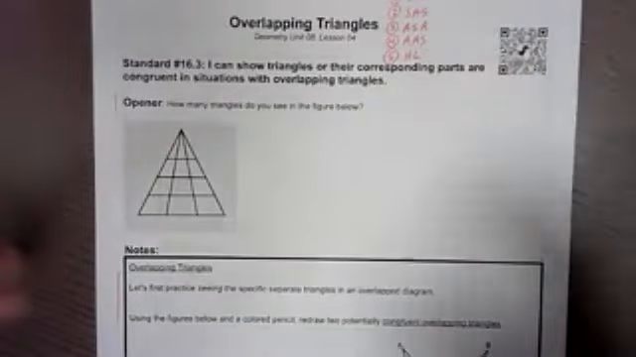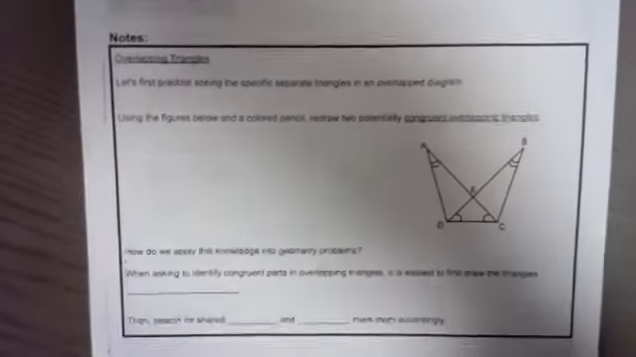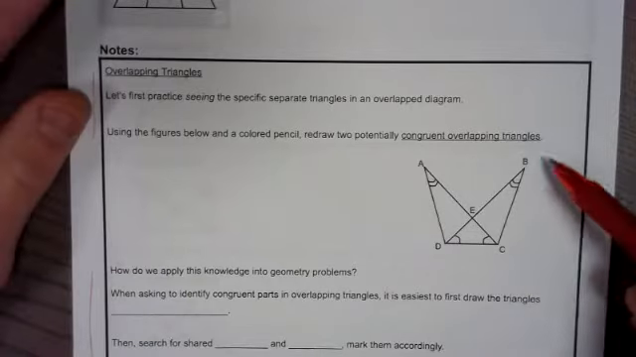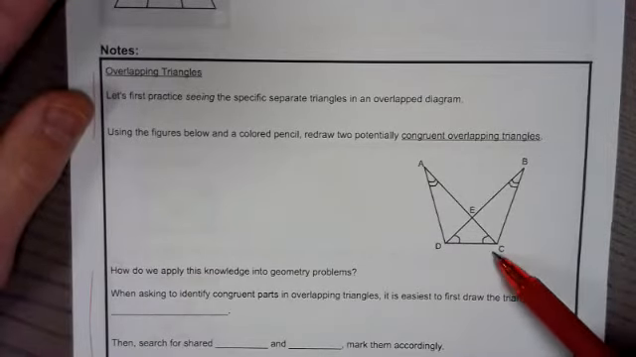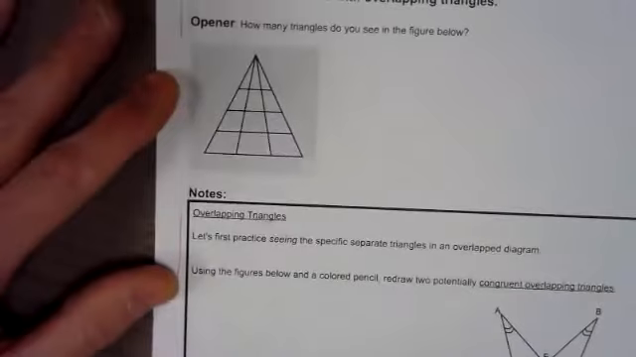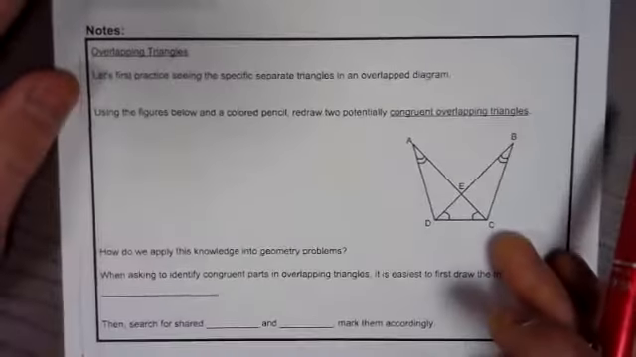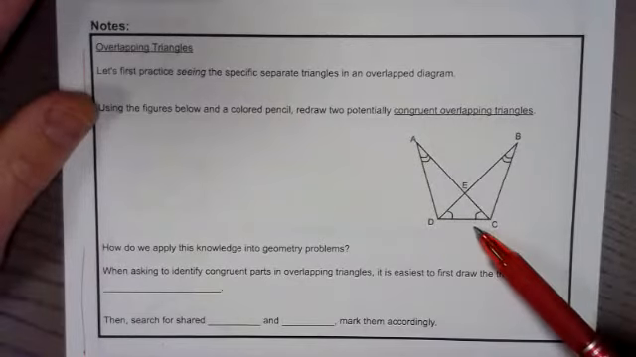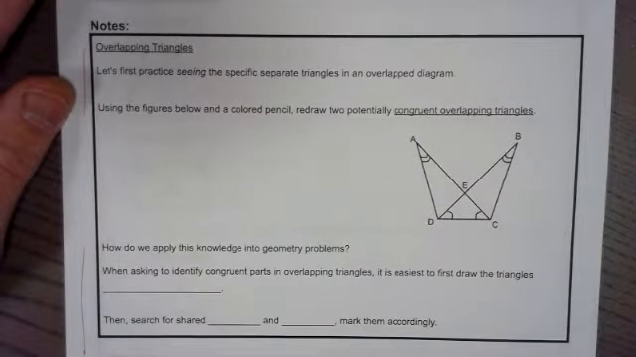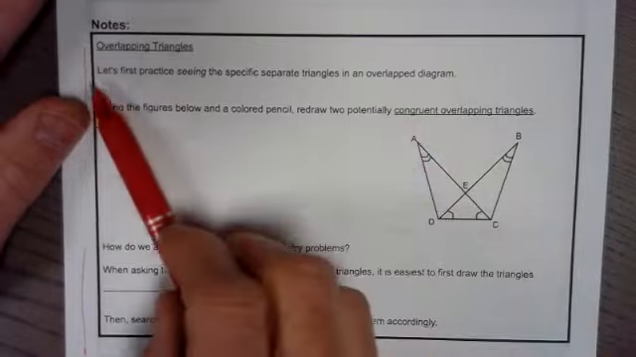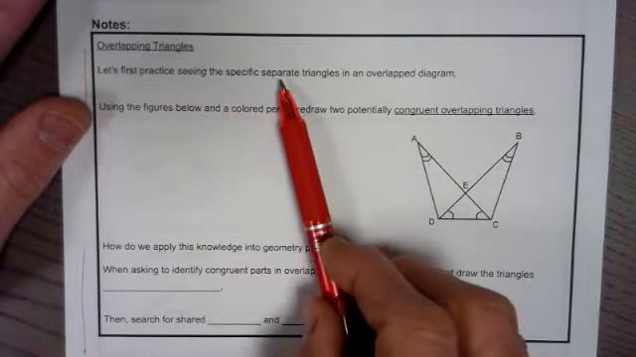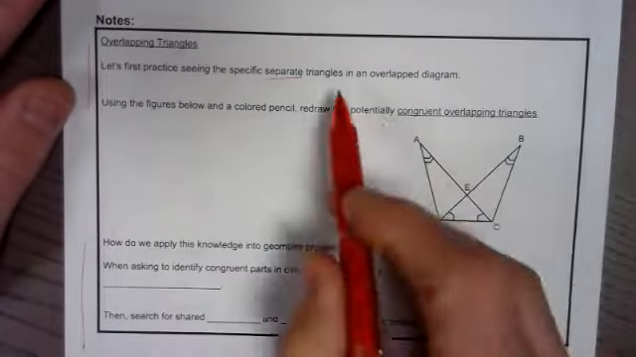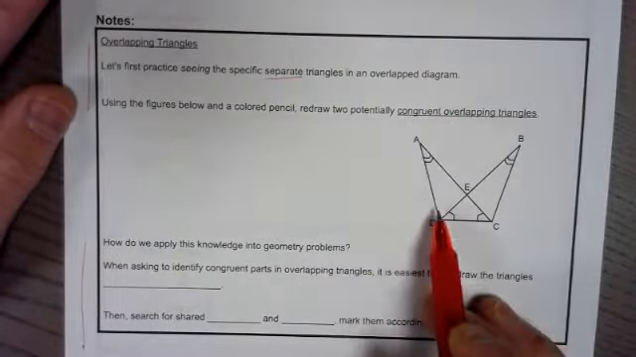Okay? All right, now overlapping triangles. That's the idea for today, what we're going to be focusing on. Now we're going to have diagrams that look like this one down here, and just like the warm-up up here, where we have triangles that overlap one another. We've got several different triangles that we can see in this one, as well as we saw in the opener. And what we want to do is practice seeing the specific separate triangles. The separate is a big one, big word for today, in an overlapped diagram, right?